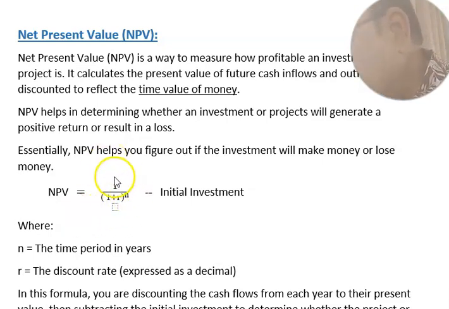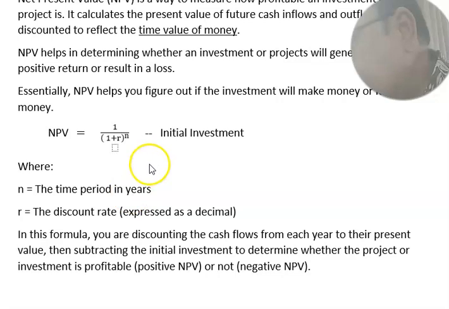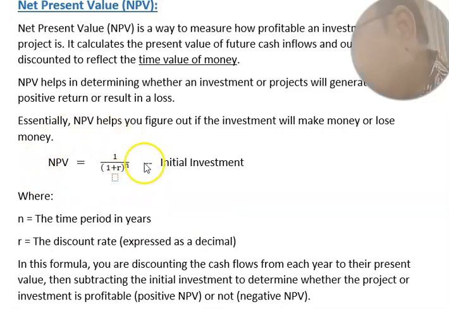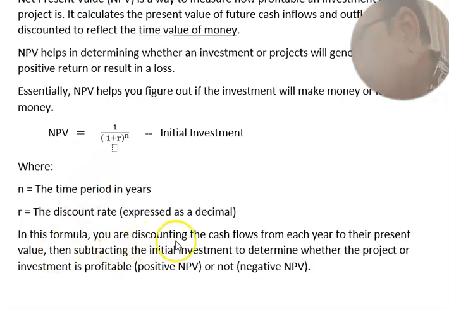This is the formula to calculate it: 1 upon (1 plus r) power of n, minus initial investment. We will study net present value in detail in the formula and do a case study also in the income approach method. In this formula, you are discounting the cash flow from each year to its present value, then subtracting the initial investment to determine whether the project or investment is profitable, positive NPV or negative NPV.